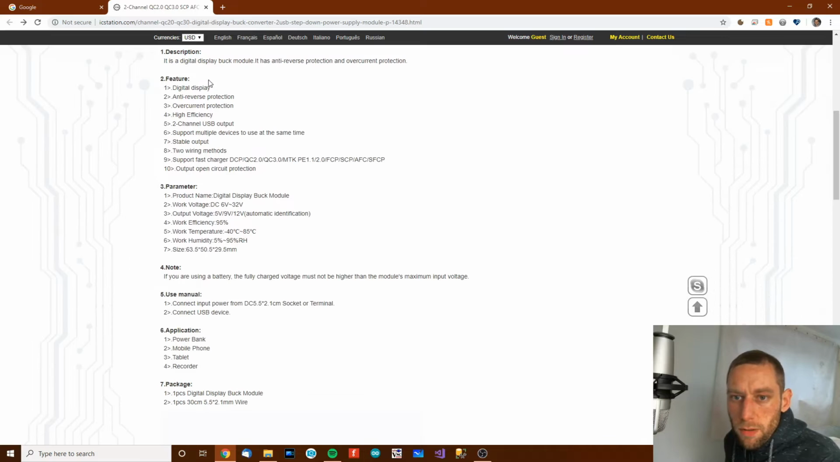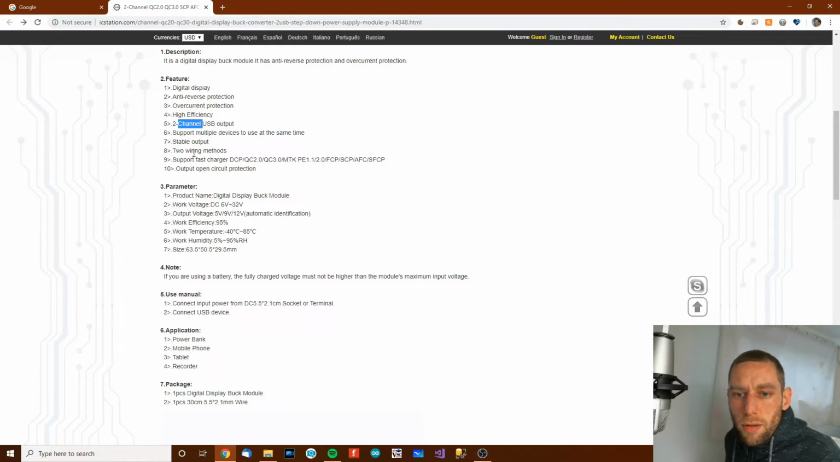So what else can we get from this? It has anti-reverse protection, over current protection, high efficiency. Now, high efficiency, it would be interesting to know how efficient it actually is. It will depend on how close the input voltage is to the output voltage, I imagine. Support multiple devices used at the same time, yeah, two.